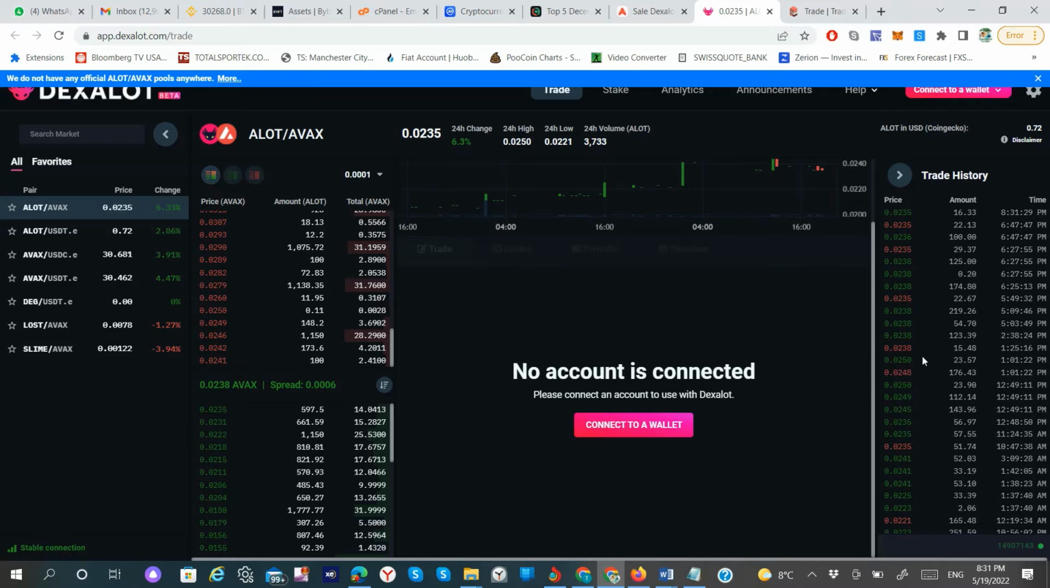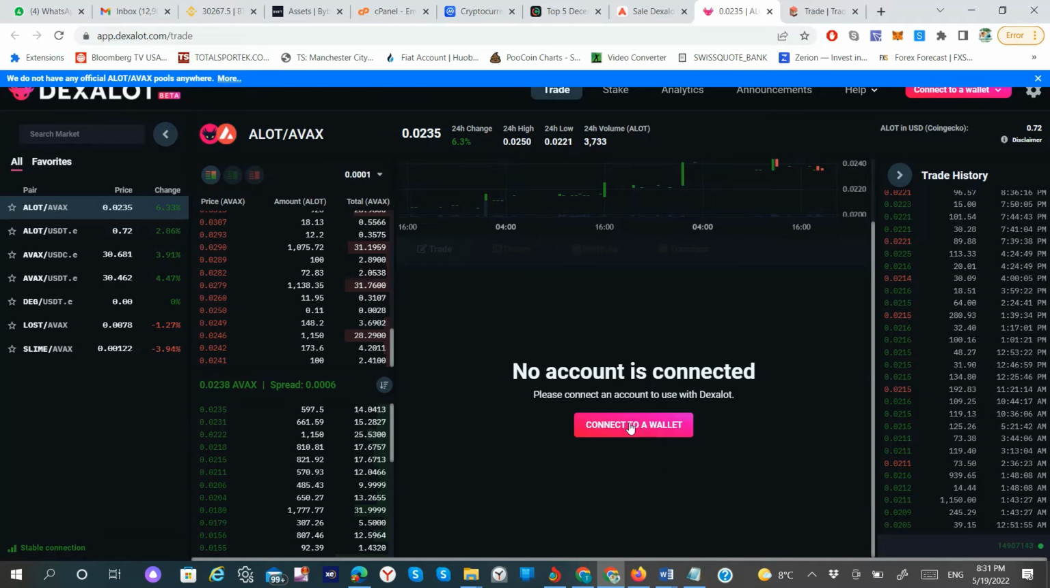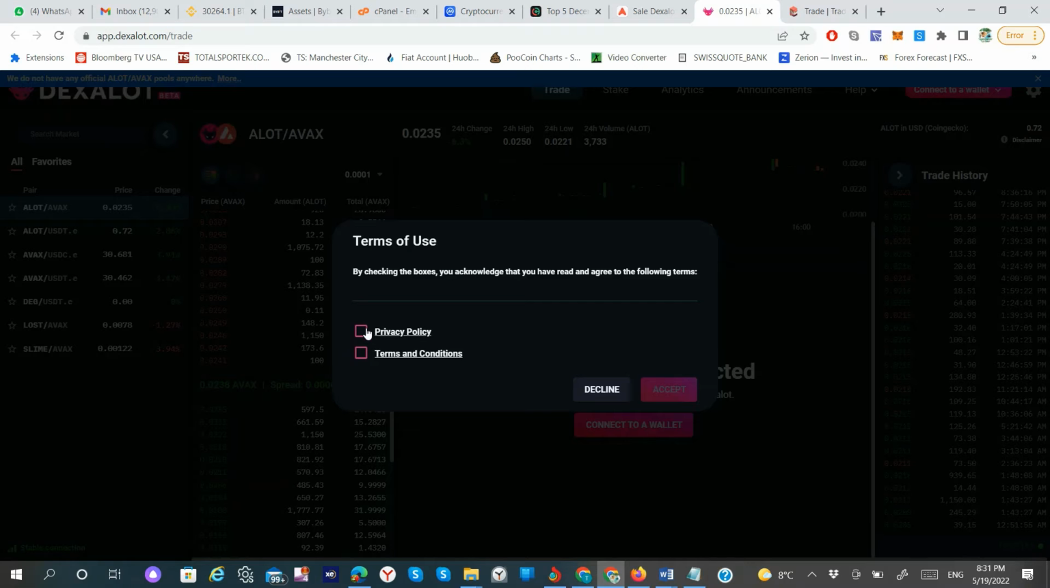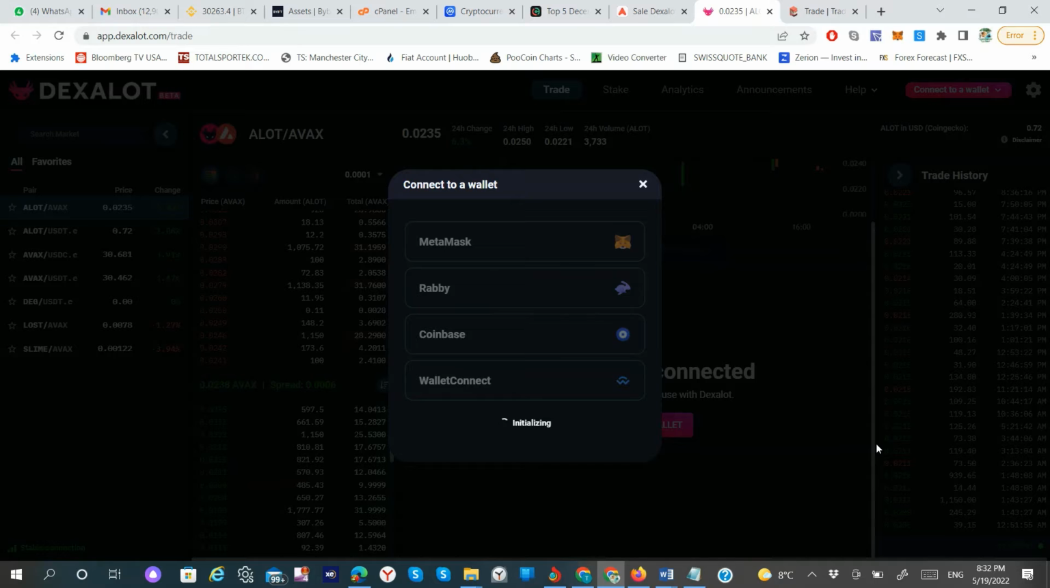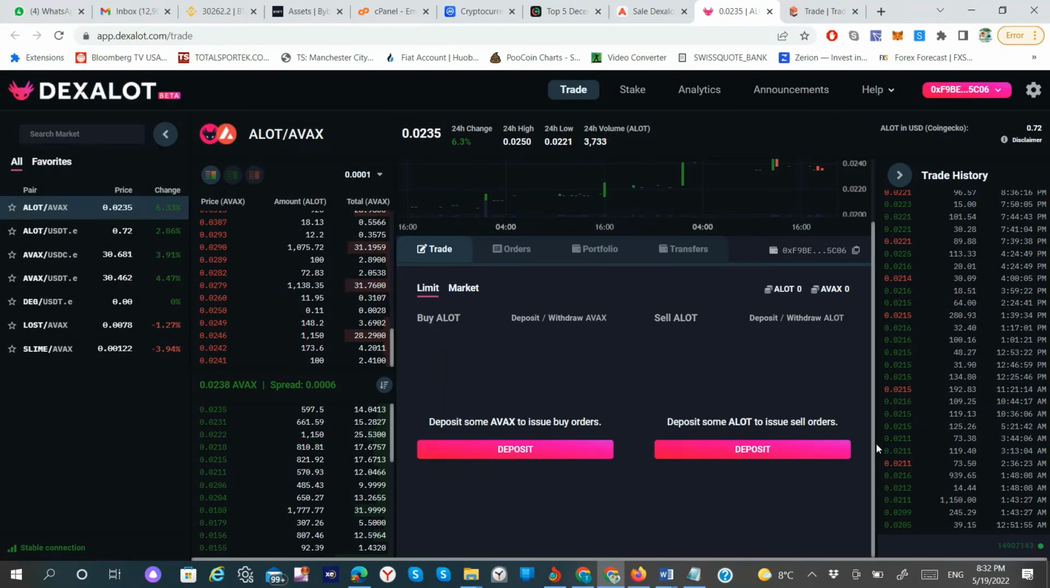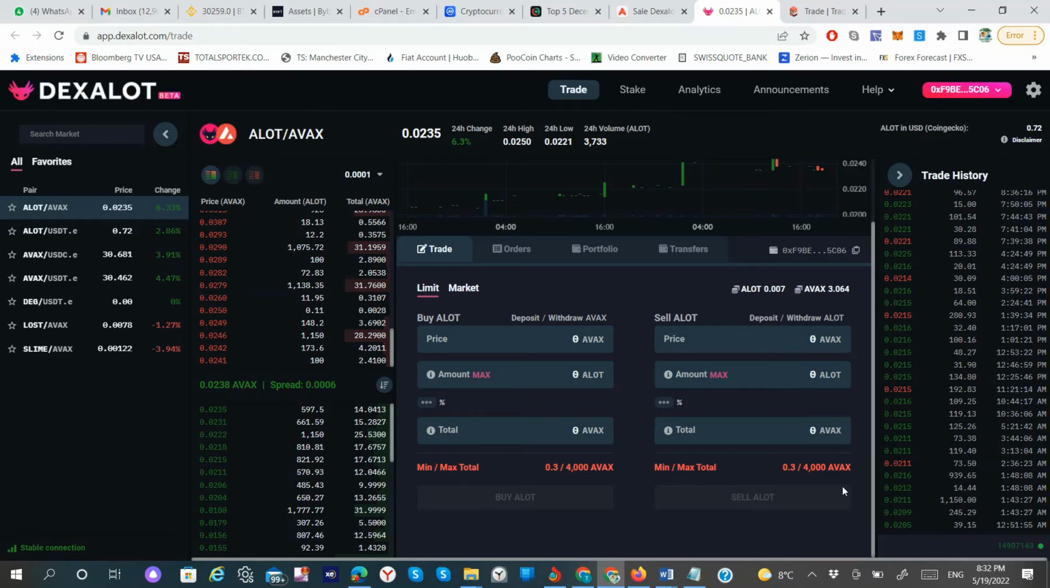So here I have some Avax which I exchanged last. Connect my wallet. Accept. MetaMask. I hope this is not showing my body. So you see that I have some Avax here. Yeah, I have 3 Avax. This 3 Avax I converted from the latest token, which I think was DEJ. I put in 1 Avax and I got 3 Avax on it.